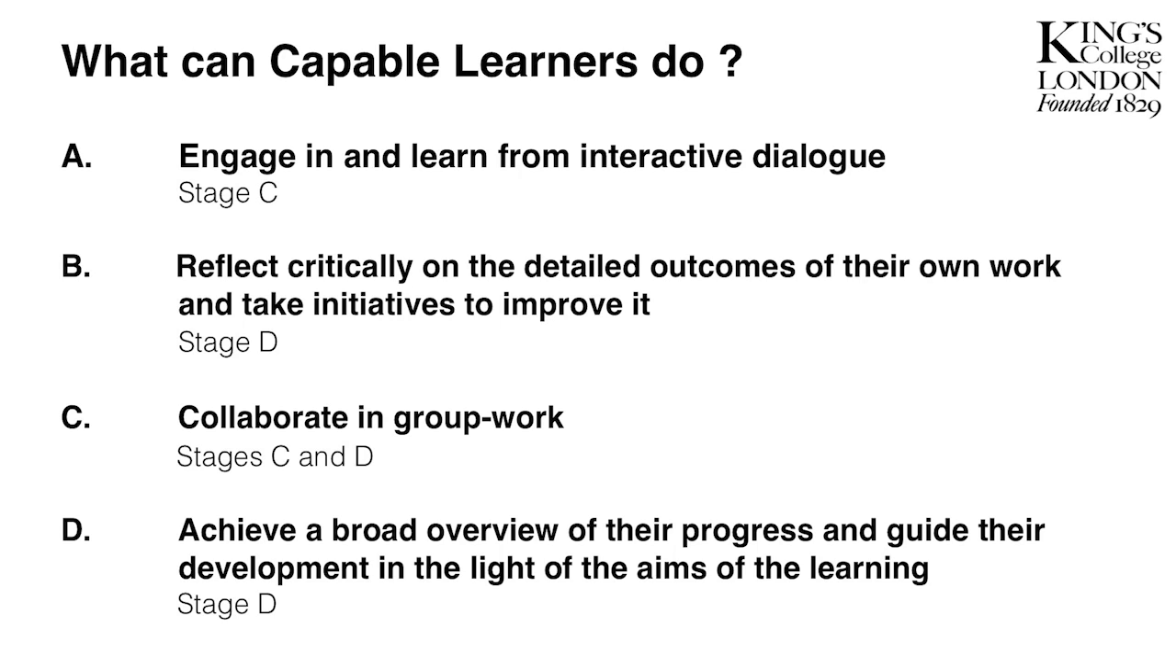You don't have to look very hard or very far at what employers say about what they need from new employees. They'll come up with the capacity to collaborate, working creatively in groups. It's one of the frequent things that turns up. Achieve a broad overview of their progress and guide their development in the light of the aims of the learning. That's the loftiest aim. They become effective learners because they can manage their own learning, and one painfully but slowly can work towards that by some of the different issues, ideas that I've been proposing.